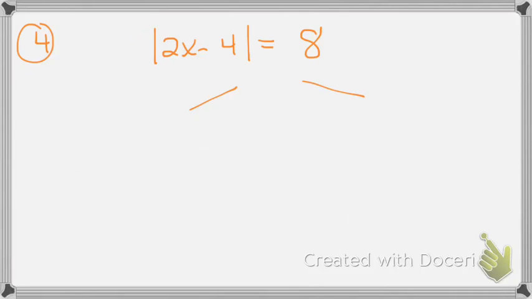Speaking of 4, how about the fourth one? All right, 2x minus 4 equals 8. I think you all know what to do by now. Inside the brackets, ignore the 2x minus 4, and your brain says, okay, the absolute value of what equals 8? Well, you could put in -8, or you could put in +8.